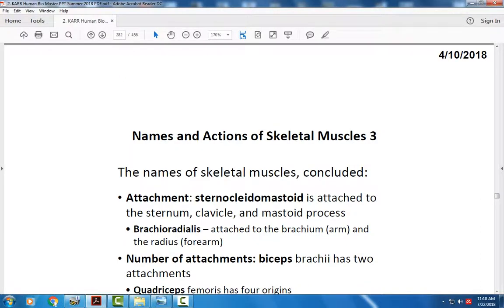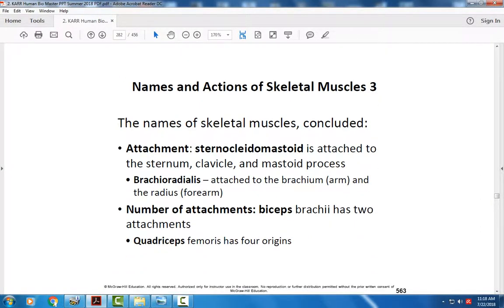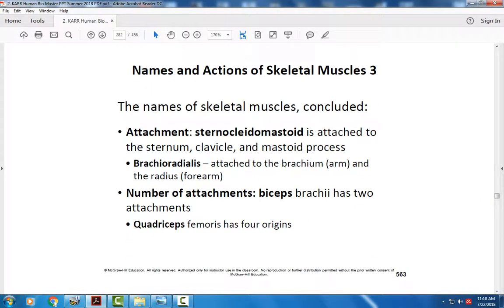Sometimes we can look at where those muscles attach as far as which bone. There's a muscle in the neck called the sternocleidomastoid muscle. It attaches to the sternum, that's where sterno comes from, the clavicle, cleido, and the mastoid process, which is right behind the ear. So if you turn your head to the right or left and you put your hand behind your ear, you'll notice there's a muscle that runs across from your ear down to your clavicle, and that's the sternocleidomastoid muscle.